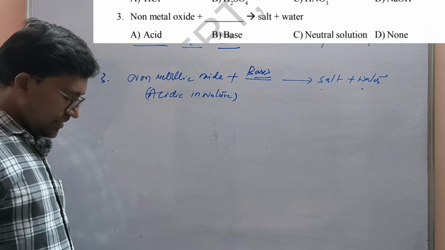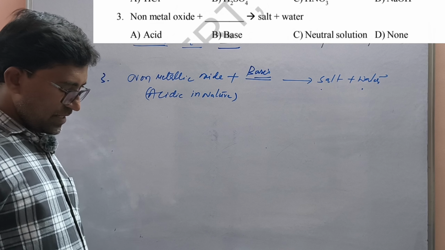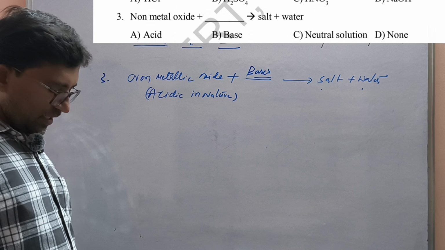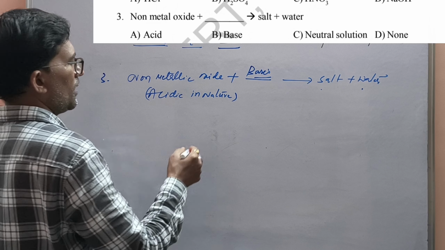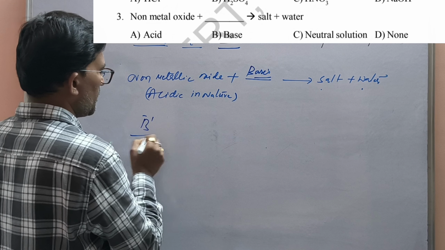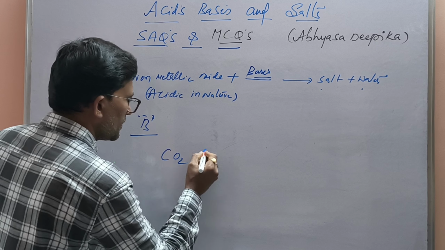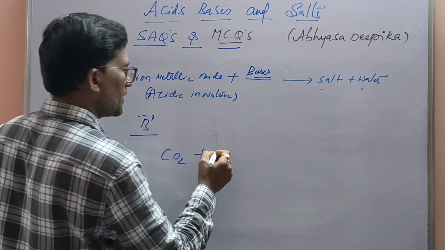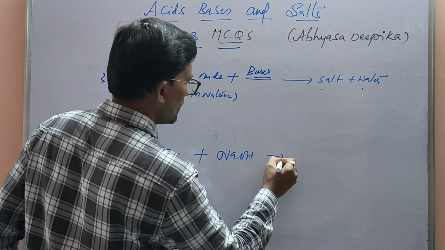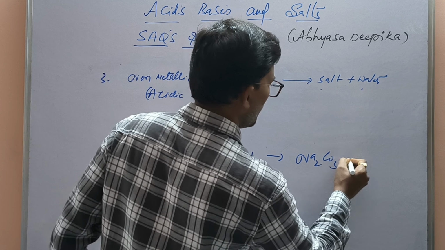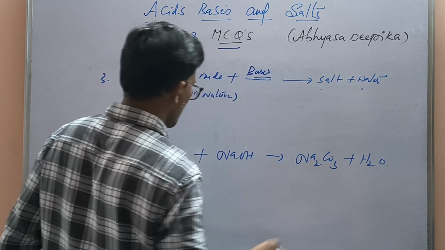First option is A, acid. Second option is B, base. C is neutral solution. And D is none. So the right option is B. I will explain one example. Non-metallic oxide, for example carbon dioxide, reacts with a base, take the example of sodium hydroxide, and gives rise to Na2CO3, salt, plus water.